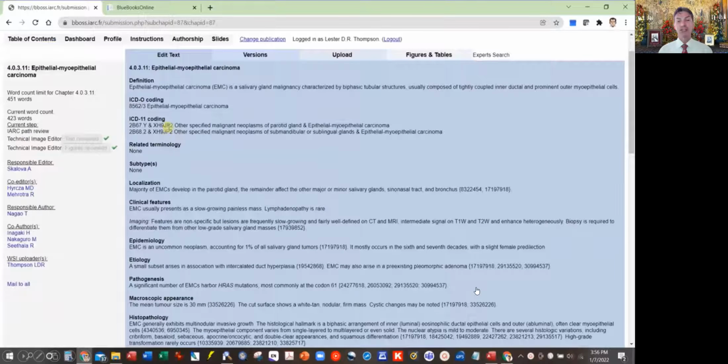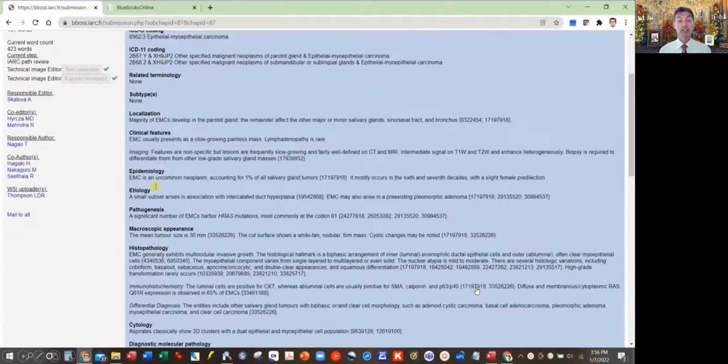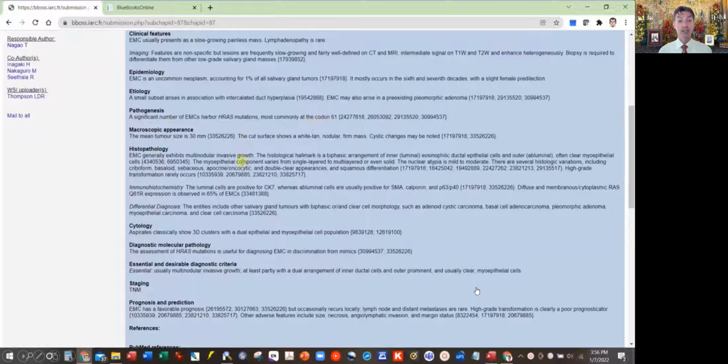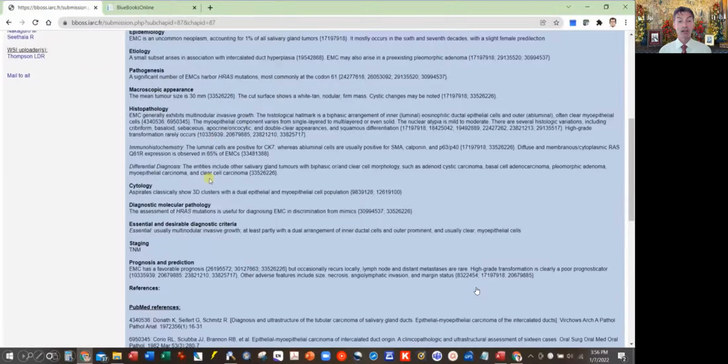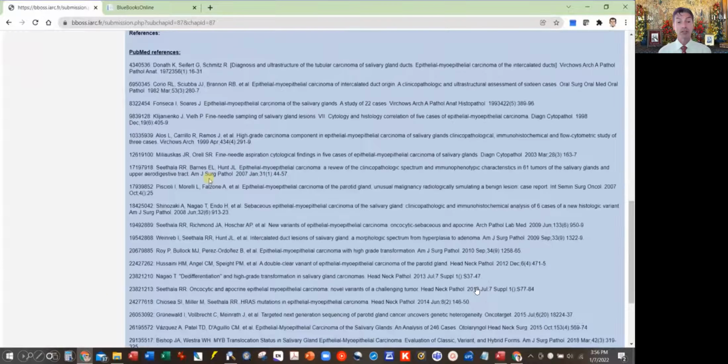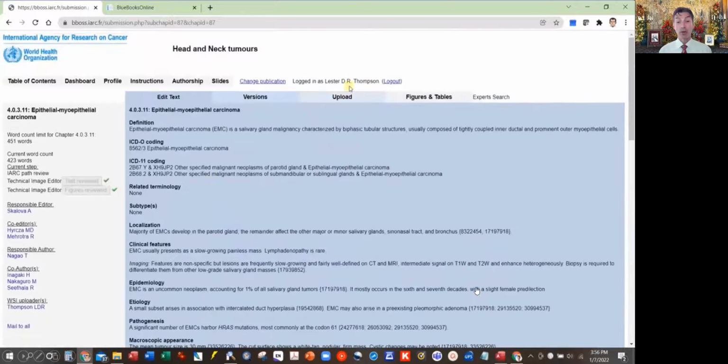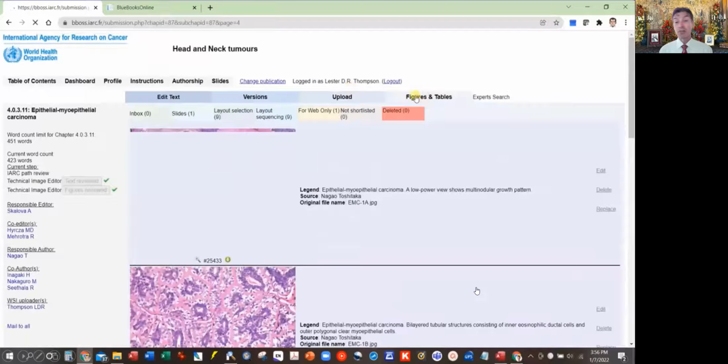And then it's divided out into the definition, what any terminology subtypes may be, what the localization is, clinical and imaging features, epidemiology, pathogenesis, macroscopic and microscopic, the immunocytology, and of course, prognosis, and then a variety of different references are incorporated. One of the really nifty things, though, is about the images.